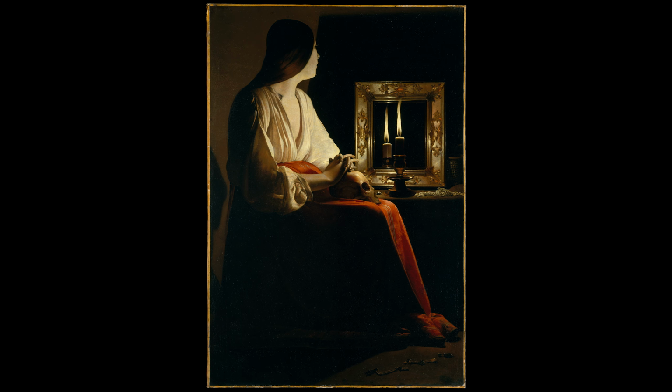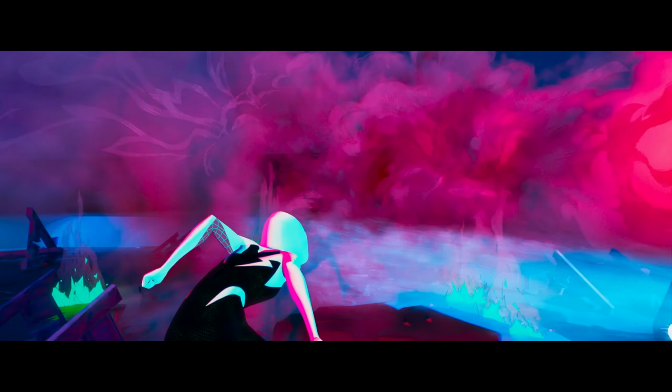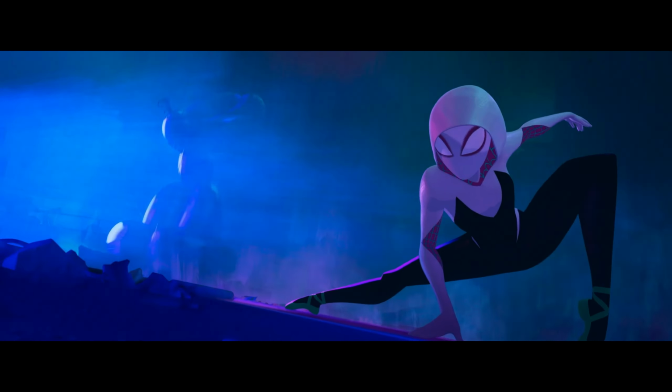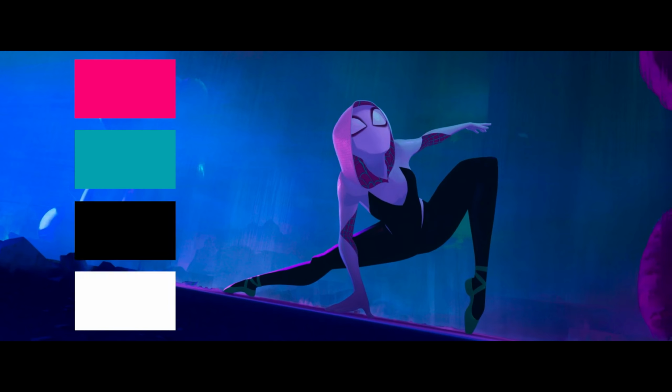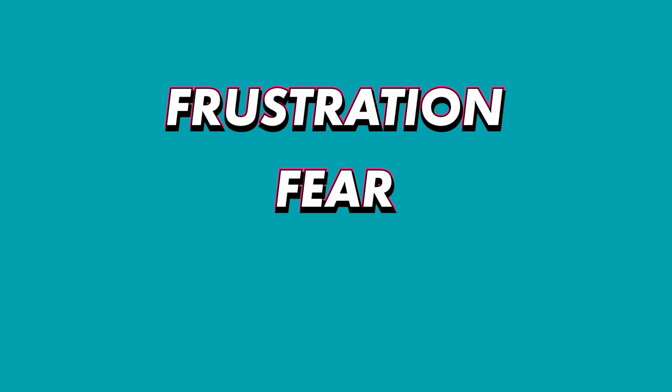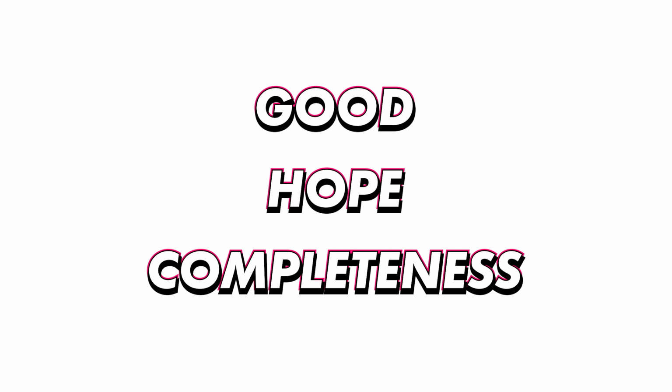Let's apply color symbolism to the film. If we take a look at Spider-Gwen's color scheme, it has 4 distinct colors: pink, teal, black, and white. I believe these colors mean very distinct things. Pink and other warm colors symbolize duty, purpose, and togetherness. Teal and other cool colors represent frustration, fear, and solitude. Black, the ultimate shade, means evil, despair, or loss of self. And white, the ultimate tint, stands for good, hope, and completeness.